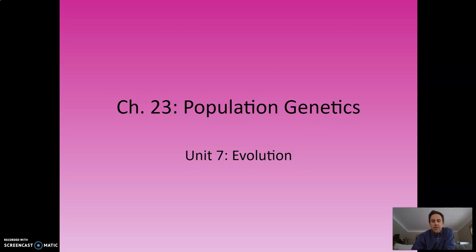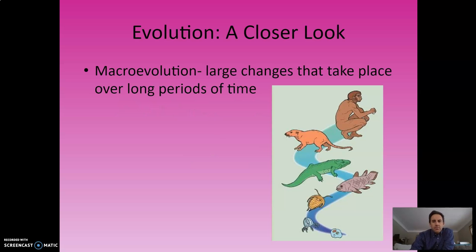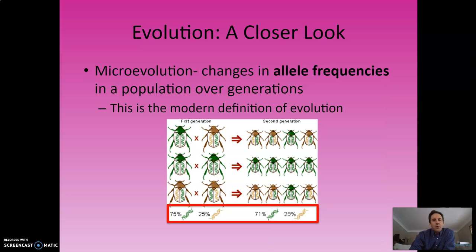So Charles Darwin was sort of focused on what we now call macroevolution, which are these large changes that take place over long periods of time. And we saw lots of examples of that, how whales evolved from four-legged animals that lived on land, transitions between different species, that kind of thing. What we're going to be focusing on now in this chapter, though, is microevolution.